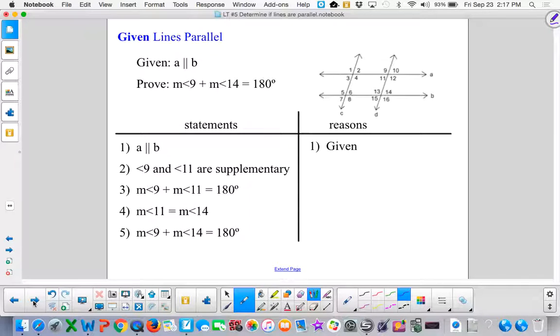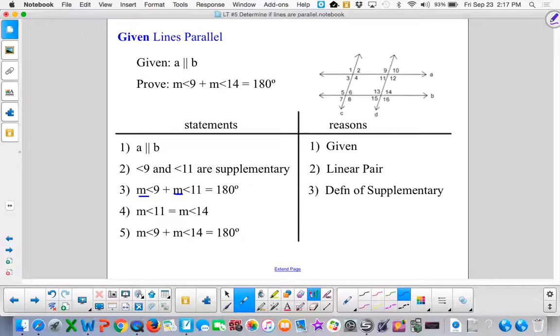Now, what if you were given lines parallel? Pause this movie, try this on your own, and press play when you are finished. All right, given lines parallel. We've got A parallel to B given. 9 and 11 are supplementary, linear pair. You see 9 right here, 11 right here, and we've got A parallel to B.